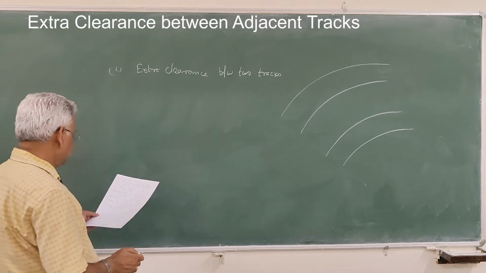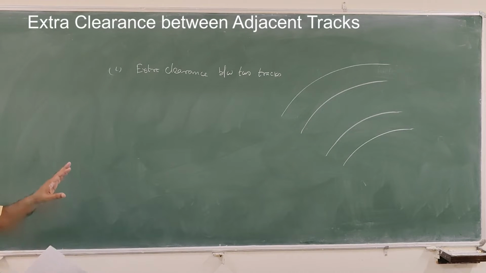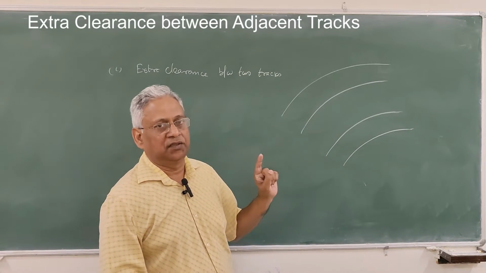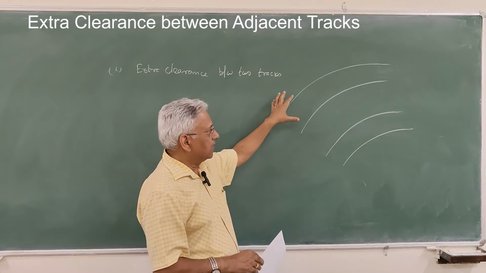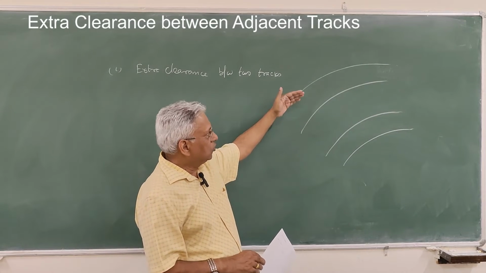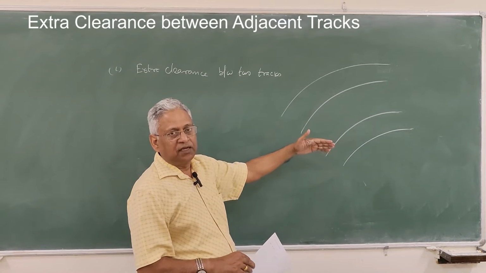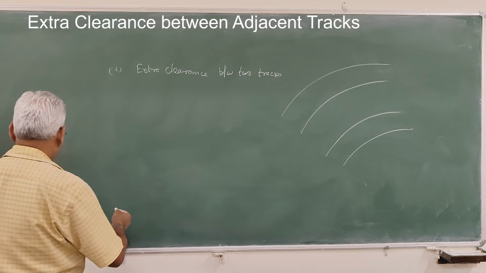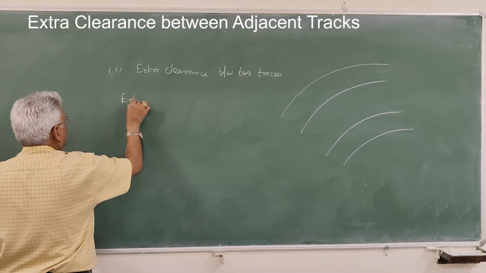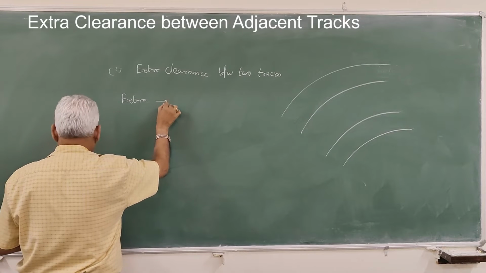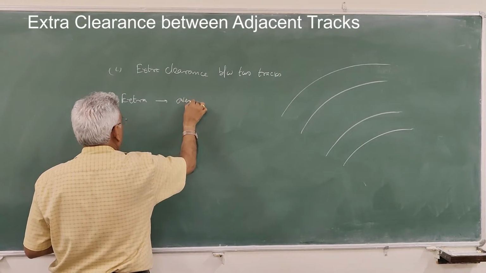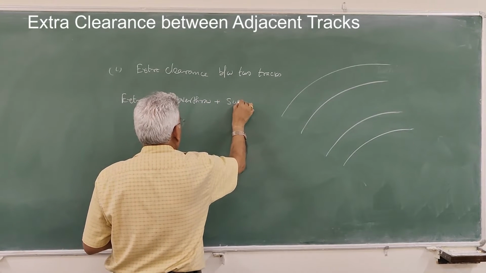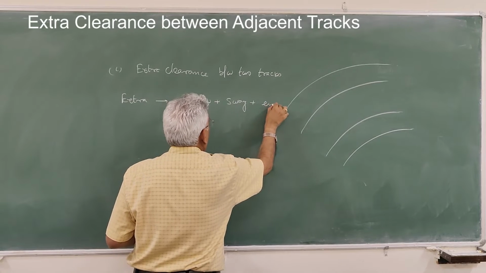Now this extra clearance here in this case, lean because of curvature will not be taken into consideration, because when the two vehicles are moving at the same time, there will be equal amount of lean in both cases, and therefore lean is not considered in this case. But extra clearance will be overthrow plus sway plus end throw.